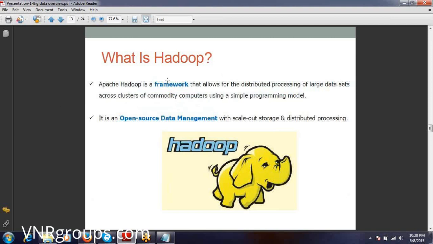So Hadoop is nothing but a framework to deal with your big data problem. It allows for the distributed processing of huge amount of data across clusters of low-end machines using a simple programming model. This is what exactly Hadoop means. And it is open source, so freely available. No need to pay anything.